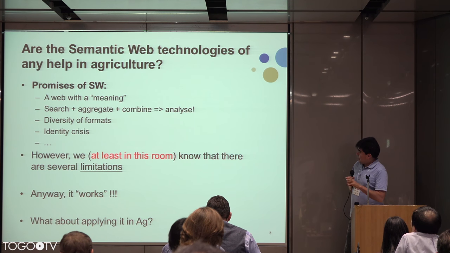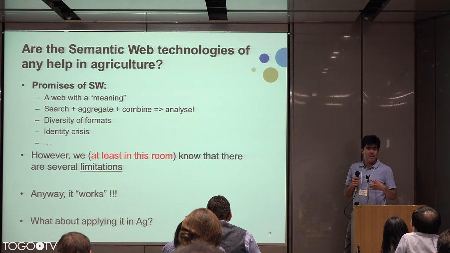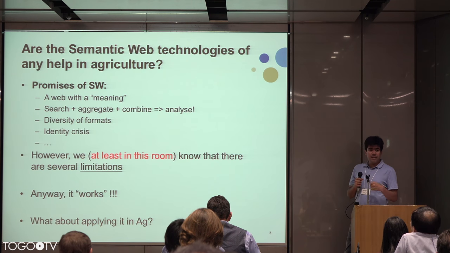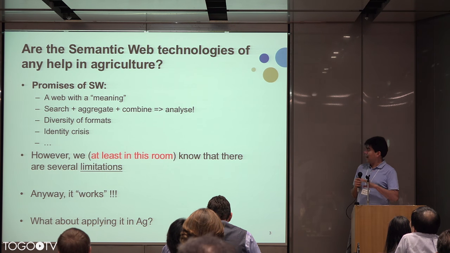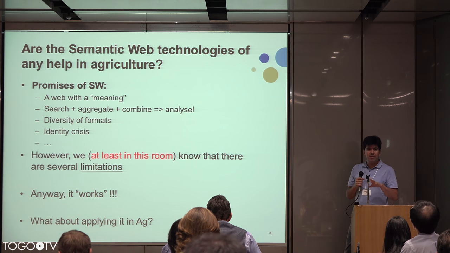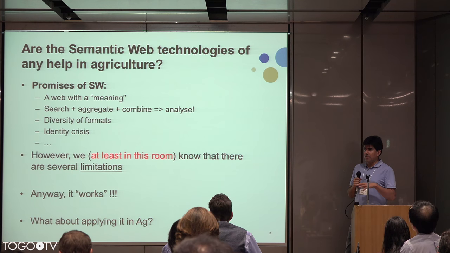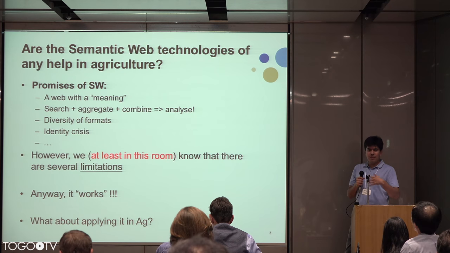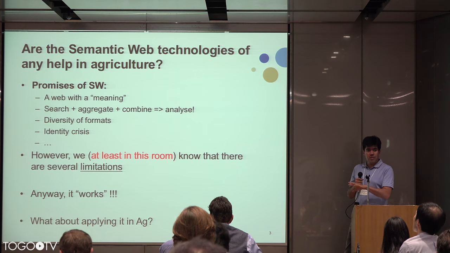Just as a recap, we know that the semantic web has been promising a lot. Like, this is going to bring a web with a meaning, and we will be able to search, aggregate, combine, and eventually analyze our data and cope, for instance, with the diversity of formats, the identity crisis, and these sort of things. However, at least the people in this room know that there are plenty of limitations, not only technological limitations, but there are also still new standards almost every month. So it's difficult to cope with this. But anyway, we know that this is working.